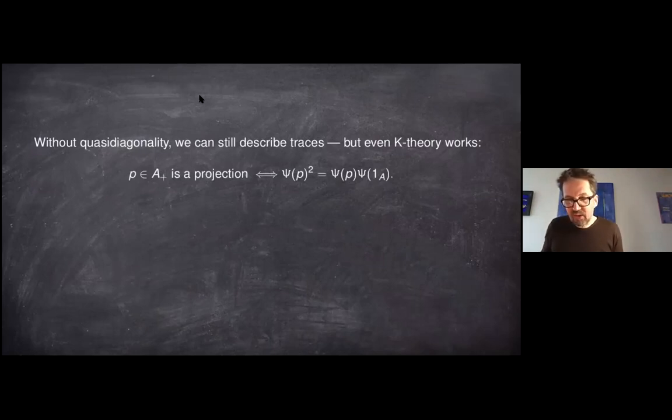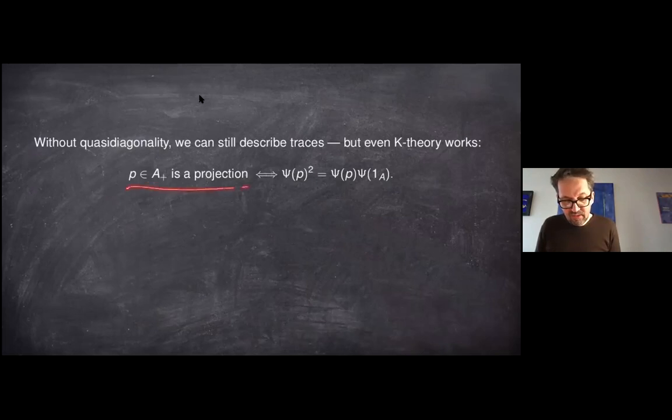And how do we describe whether something is a projection in A? Well, it's a self-adjoint idempotent. And whether something is a projection in X, or it has the right to be called a projection in X, goes as follows.